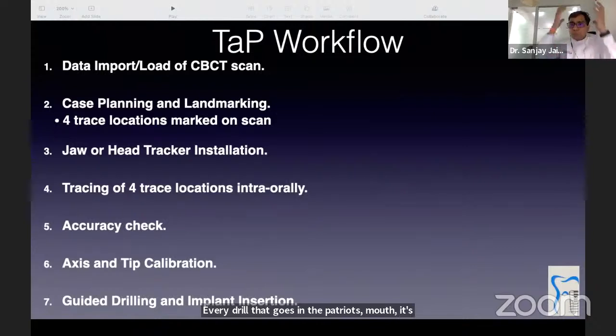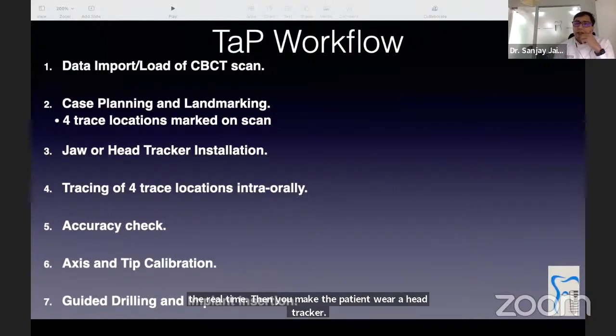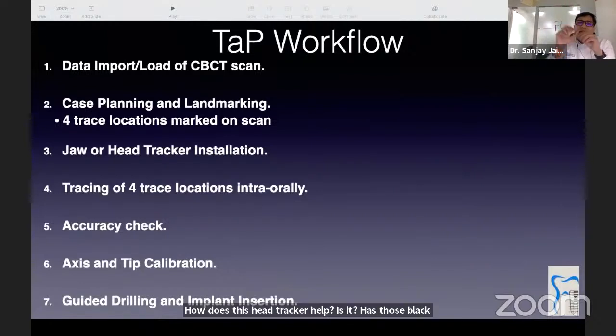Then you make the patient wear a head tracker. How does this head tracker help? It has those black and white checkerboard markers and they are captured by the stereoscopic cameras. And then we do the accuracy check. We calibrate the handpiece and the tip and we go ahead and do it.